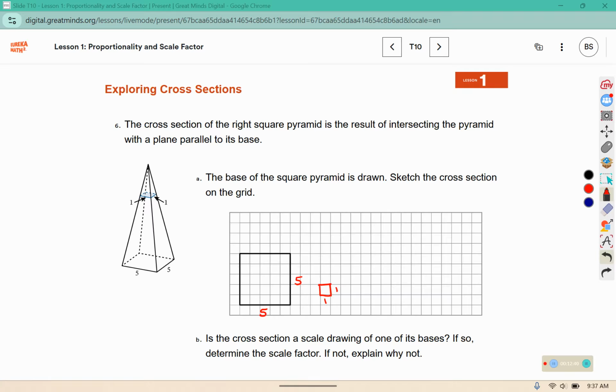Is the cross-section a scale drawing of one of its bases? If so, determine the scale factor. Yes, it is. 1 divided by 5 is 1/5, and it works for both sets of sides. We divide the new by the original.